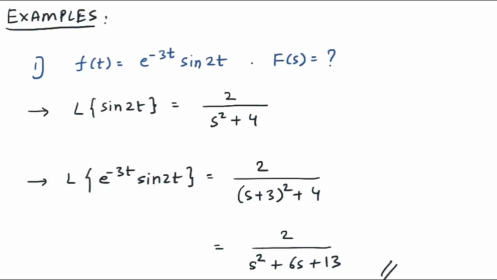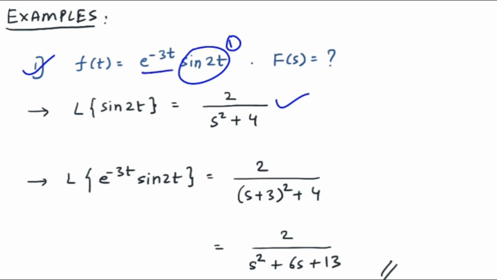Let us see some examples on the shifting property. The very first question is f of t is given as e raised to minus 3t into sin 2t. Find the Laplace of this function. Actually this question is easy. First we have to find the Laplace of sin 2t, which is 2 upon s square plus 2 square.